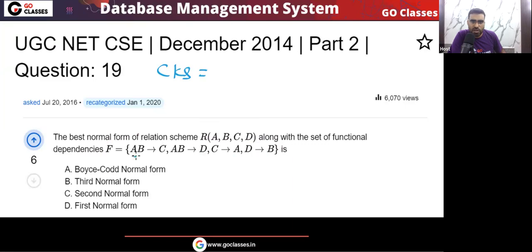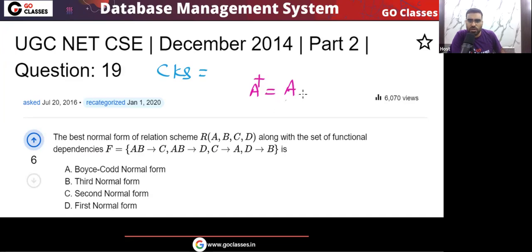Tell me, which attribute does not appear on the RHS of any non-trivial FD? You can see C appears, D appears, A appears, B appears. Every attribute appears on the RHS. So let's find out what the candidate keys are. That is our first target. One by one we will see. Tell me, A, what is A closure? A closure is only A.